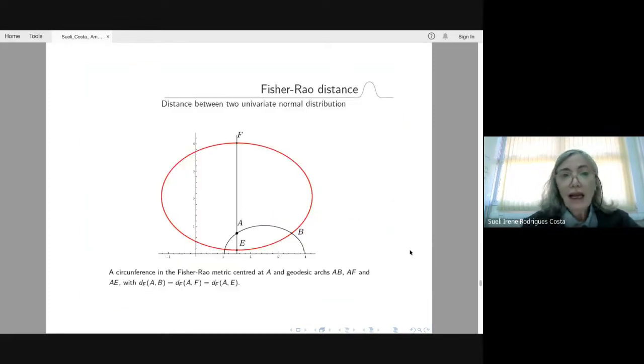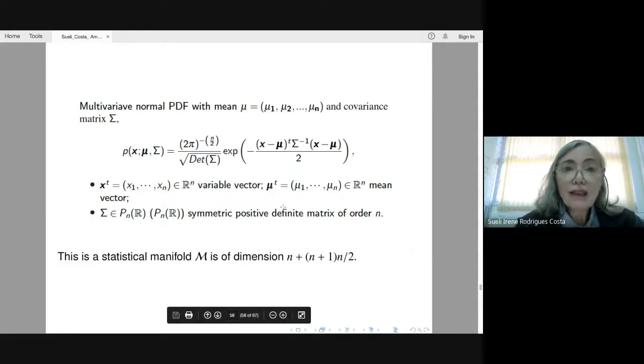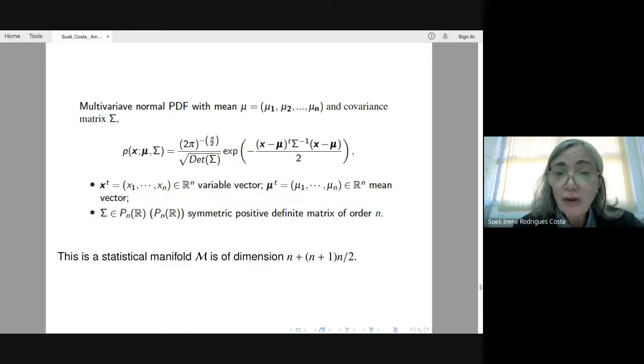So, of course, this is for univariate normal distributions, right? Multivariate normal distributions are defined the same way. This is the expression for a normal distribution in n variables, which is defined like that. Here we have the symmetric positive matrix, right? And here the distance between this vector. So this is the expression for the probability distribution, right?